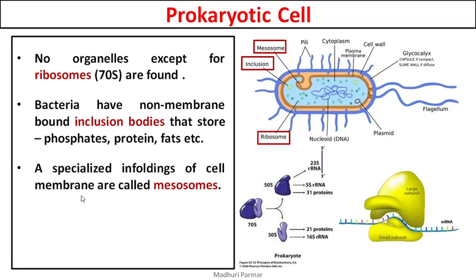A specialized infolding of the cell is called a mesosome. Now this cell membrane, the innermost brown colored thing you see, is your cell membrane or your plasma membrane. Plasma membrane is not uniform. It has some infoldings. There are some folds that go inwards, that is why infolding. These infoldings are called mesosomes.